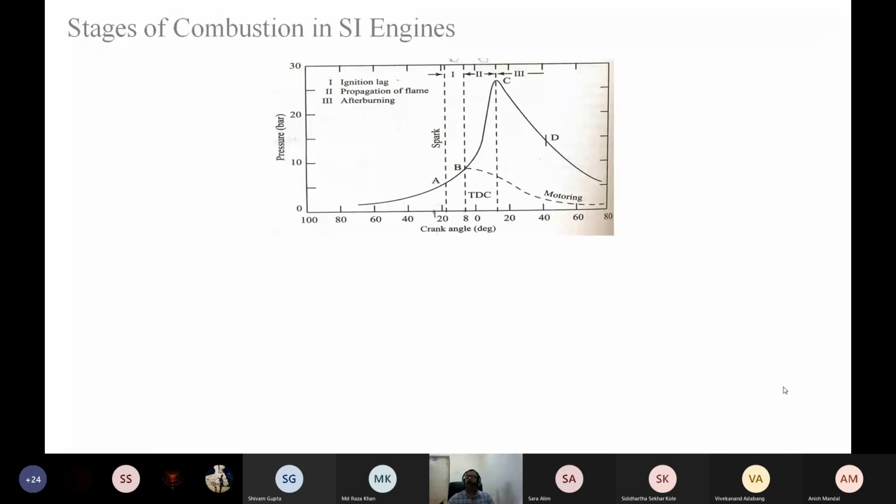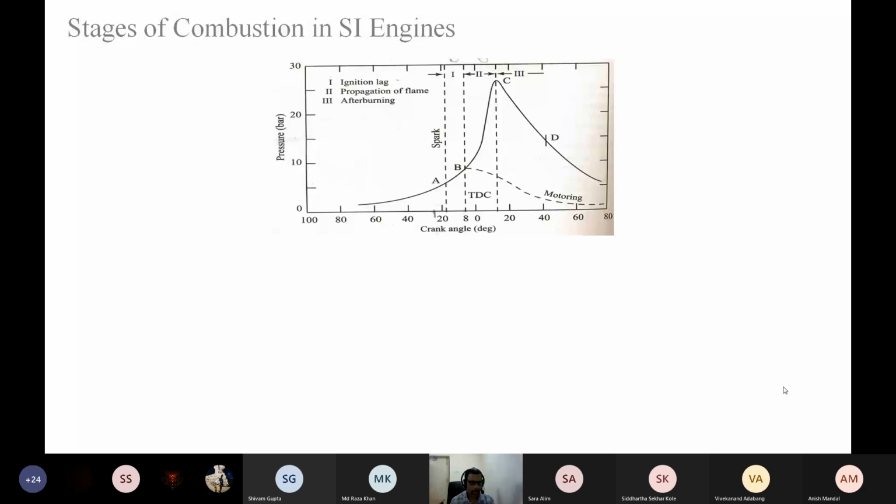Almost two-thirds of the students have done the experiments in which they have experience to measure the in-cylinder pressure, and they analyze the P-theta curve. So let me discuss the combustion in SI engine.